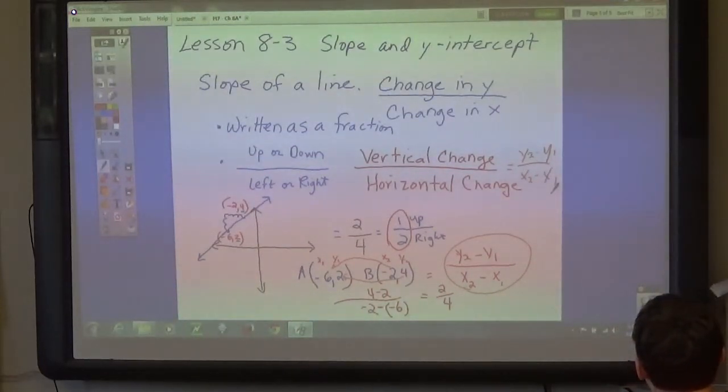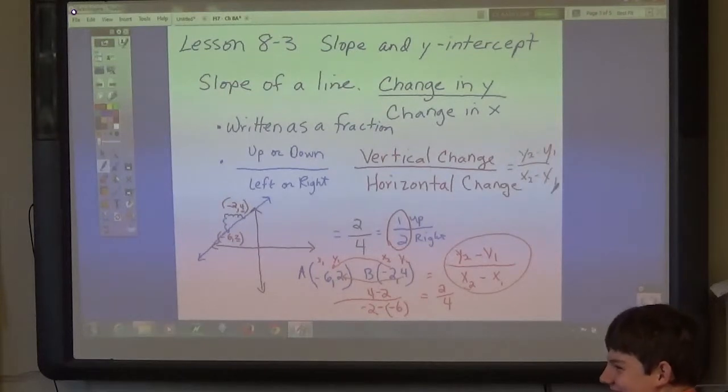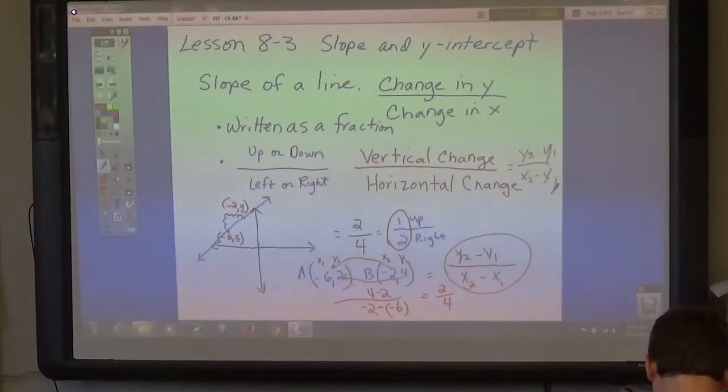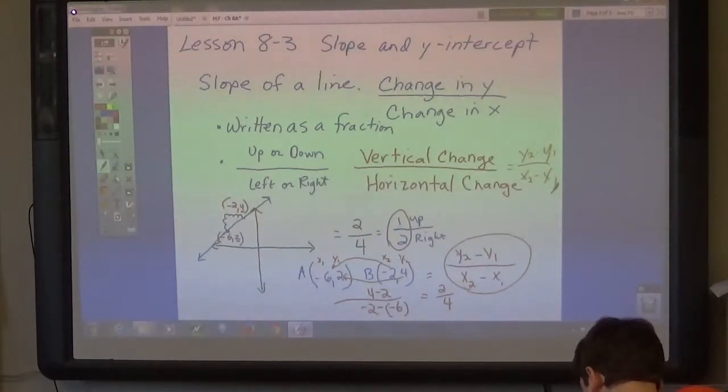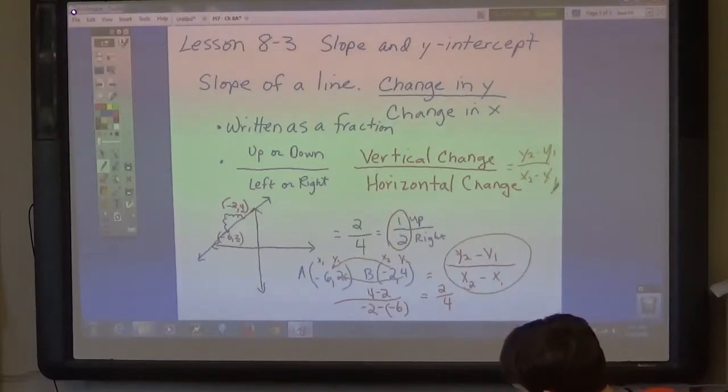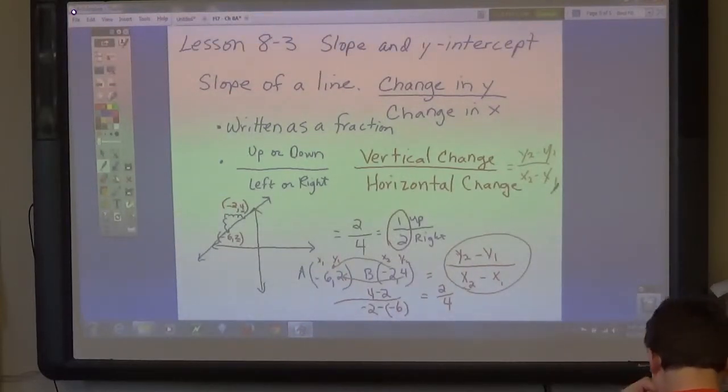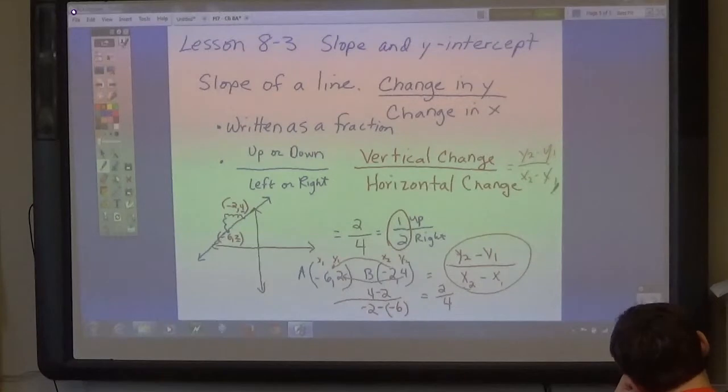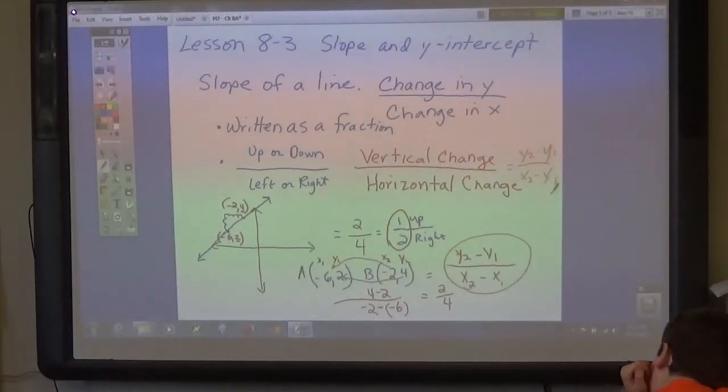Okay? How do you know which one's first and which one's second? Well, it doesn't really matter, as long as you use the same order. So the second one that's written is just the second coordinate. That's one way. If you're just given 2 random points on a graph, you can pick which one is second or first. And as long as you subtract them in the same order, you will get the same slope. Okay?